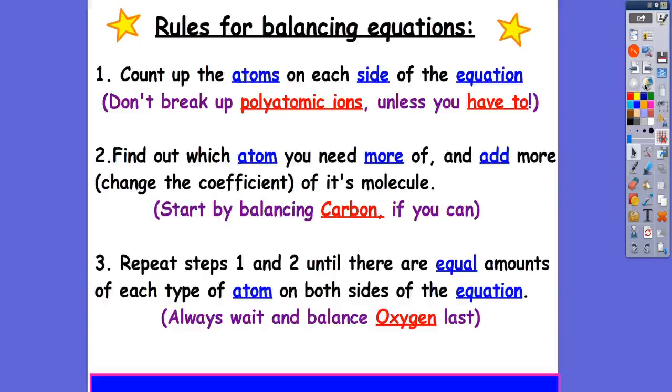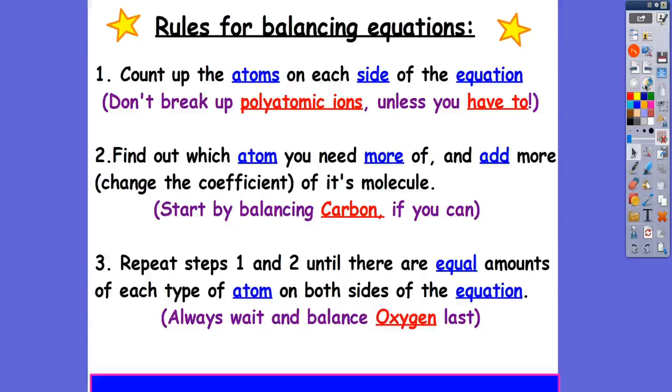Now, my sub-rule here is if you get the option, you should always start by balancing carbon. Now, carbon is not in every chemical reaction, so you often don't need this rule. But whenever it comes to a combustion reaction, this is a very helpful tool to help you balance your reactions.